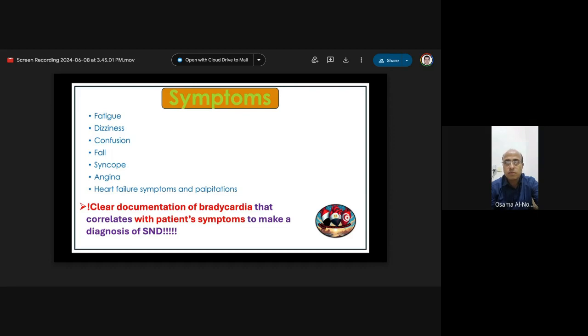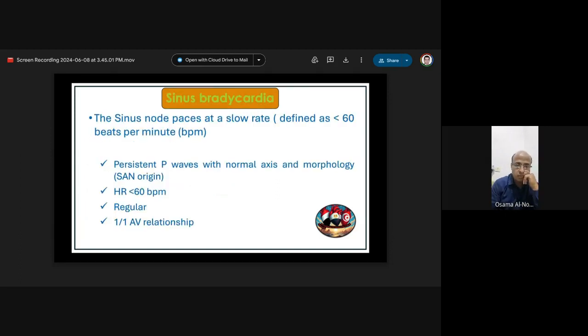To make the diagnosis of sinus node dysfunction, we should make clear documentation of bradycardia correlated with patient symptoms. Let's start with sinus bradycardia. In sinus bradycardia, the sinus node is still working, but slows down in pacing the heart, so the heart rate of the sinus node is below 60 beats per minute.